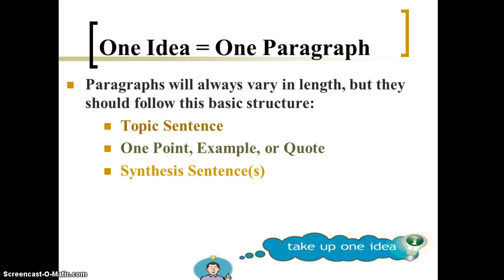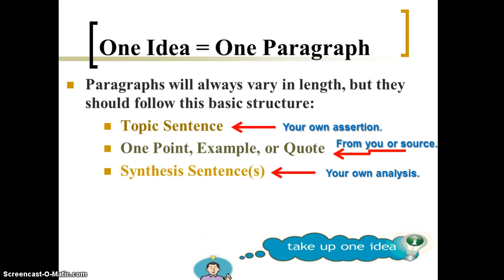Most paragraphs will have many more sentences, but every paragraph in the academic setting has to have 3 sentences. It has to have that topic sentence argument, it has to have a point or example that helps prove that argument, and then you have to have a synthesis sentence. So, the topic sentence is your own assertion, and the synthesis sentence is your own analysis.